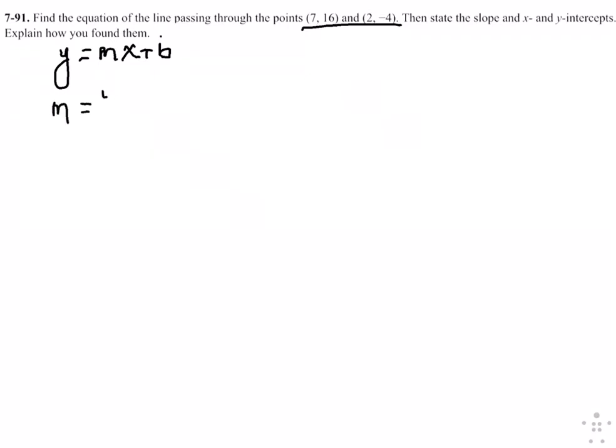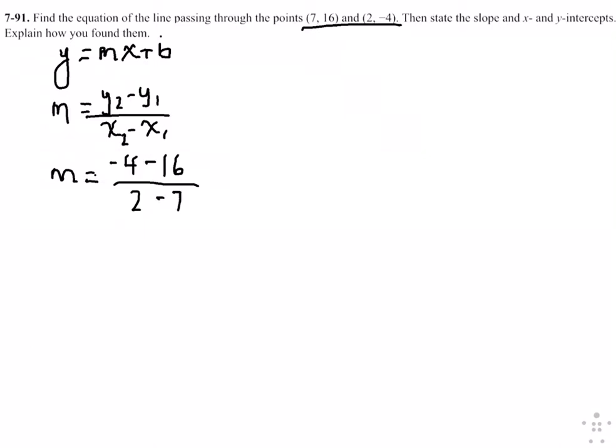So first thing that's going to be the most useful is to find the slope. So we know that the slope is the difference in the y values over the difference in the x values. So if I substitute in my values here, y2 is -4 minus y1 is 16 over x2, which is 2, minus 7, which is x1. So the slope is -20 over -5. So now I know the slope is 4. So the equation is y equals 4x plus b.